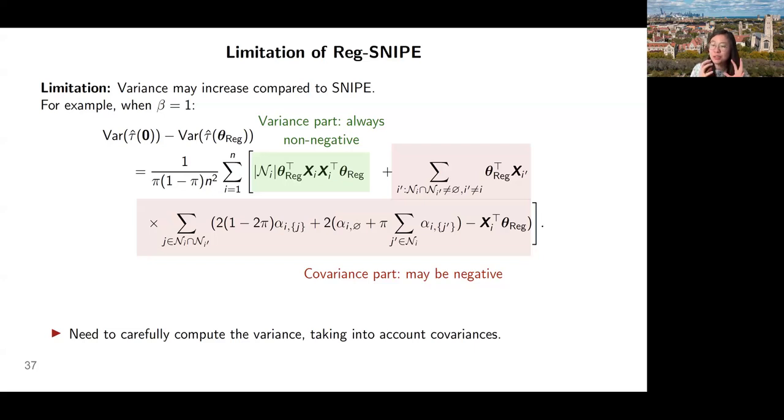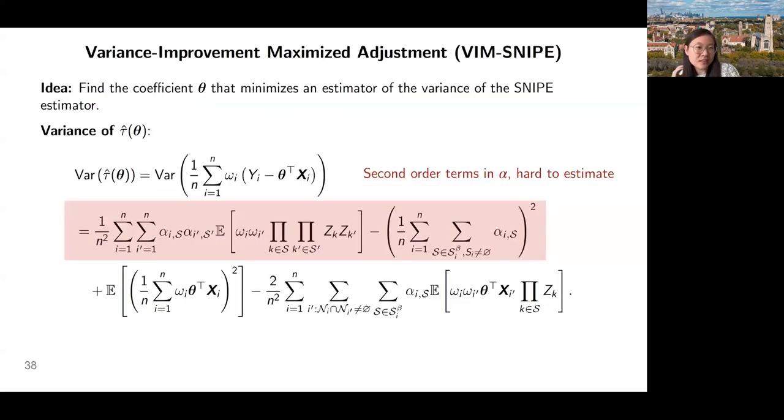So we really need to carefully calculate the variance and carefully estimate the variance, in order for us to come up with a better adjustment coefficient theta. So our next idea is let's work on the variance of this estimator, find an estimator of the variance of this estimator, and then find the coefficient theta that minimizes the estimator of the variance. If we do the math and look at the variance of this thing, it can be decomposed into complicated terms. But we need to come up with an estimator for the variance in order to minimize that.